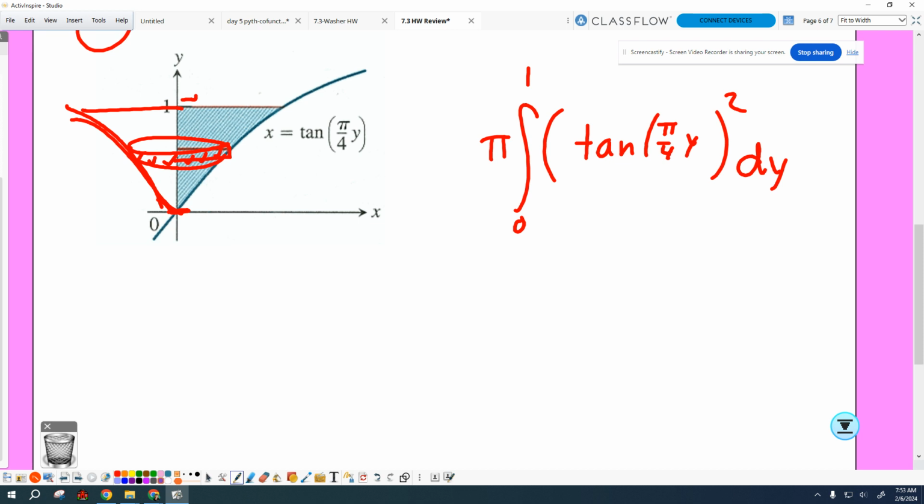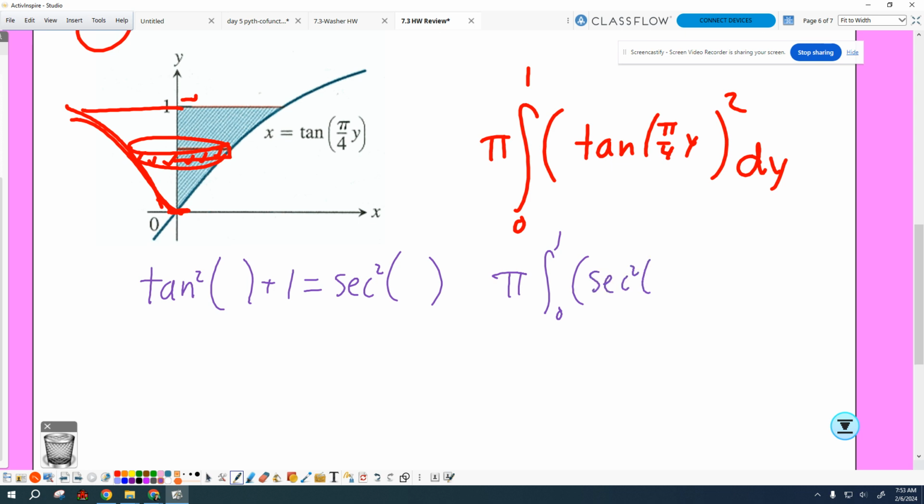What's a trigonometry identity that has tangent squared in it? Tangent squared of stuff plus 1 equals secant squared of stuff. So let's see, why is that helpful? Well, I happen to know somebody that's got a derivative of secant squared. I don't know what tangent squared equals, but I can't integrate that one.